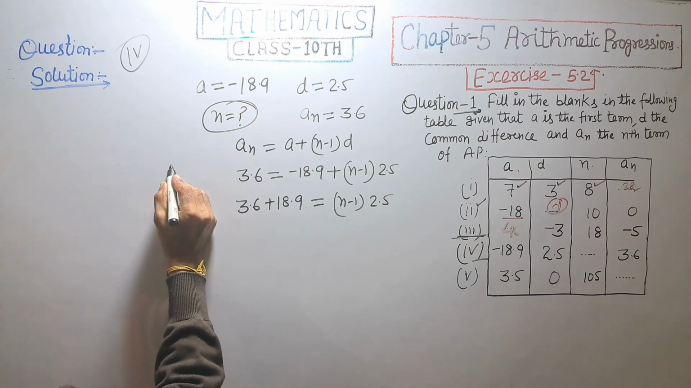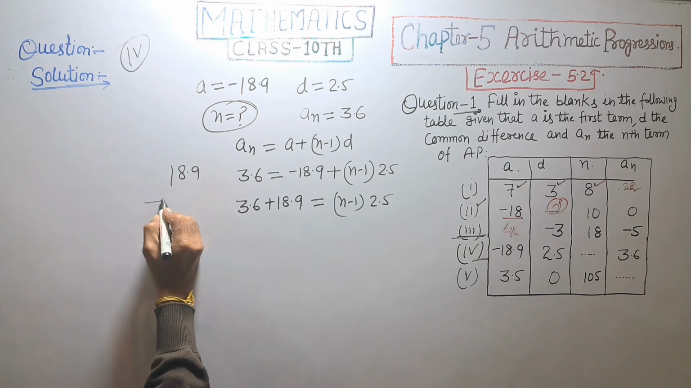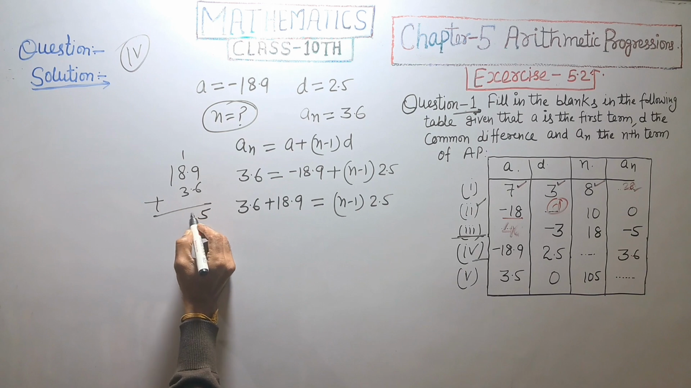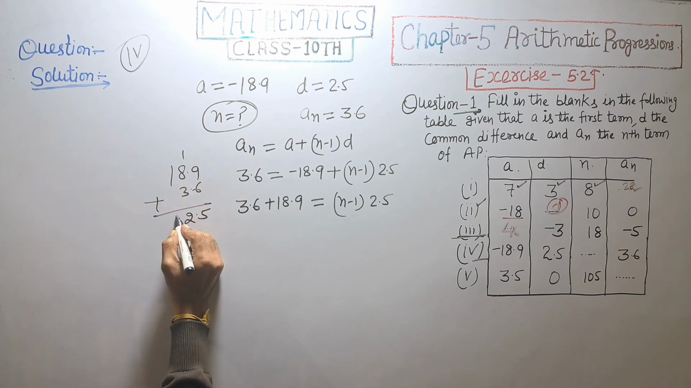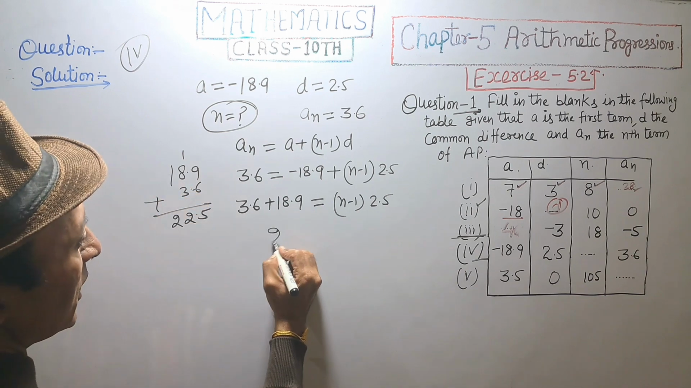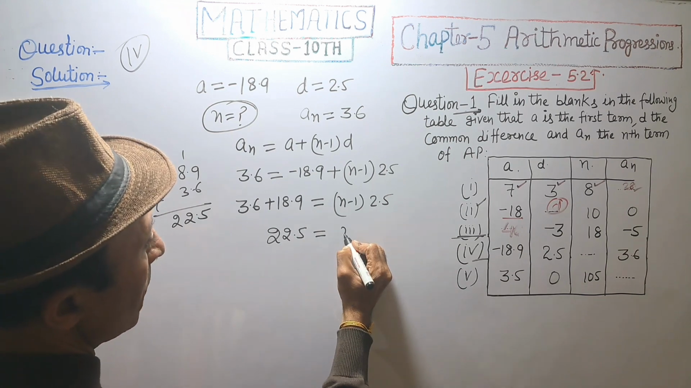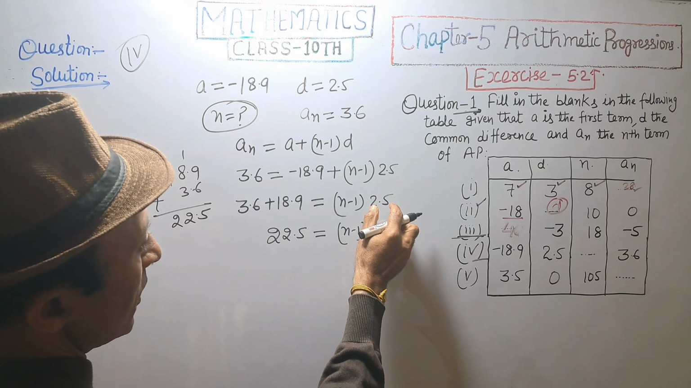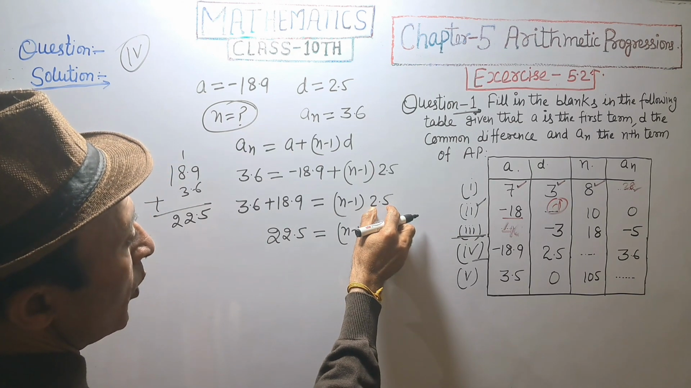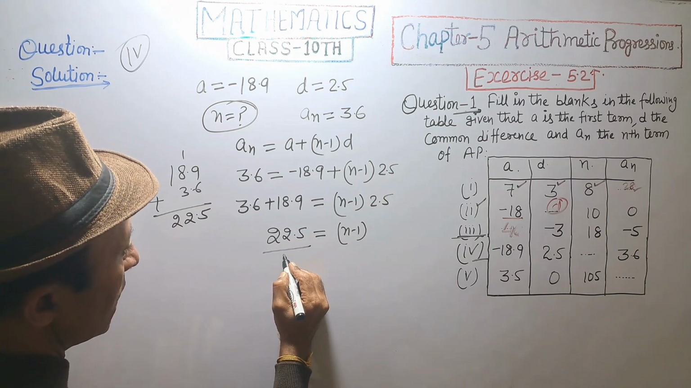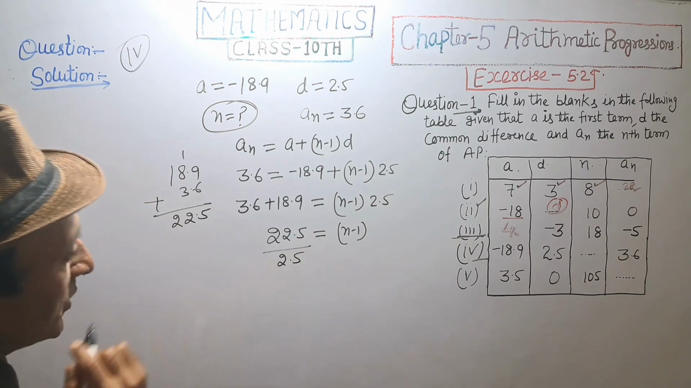Adding 18.9 plus 3.6, 9 plus 6 is 15, 1 carry, 9 plus 3 is 12, 2, that is 22.5 is equal to N minus 1 times 2.5. 2.5 is multiplying here but we divide by 2.5 on the left side.